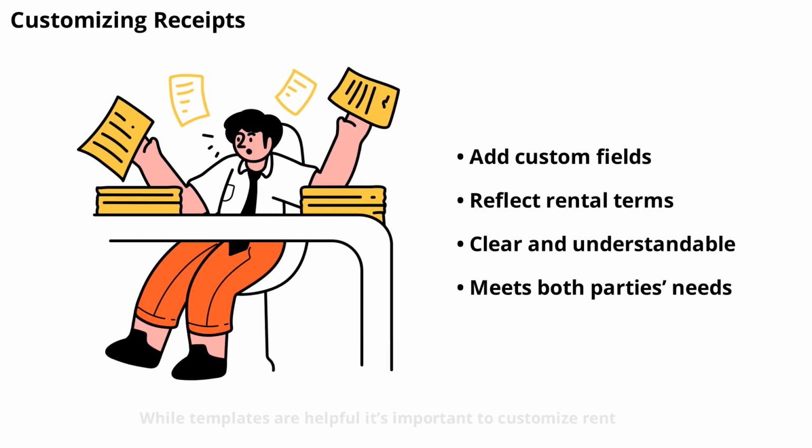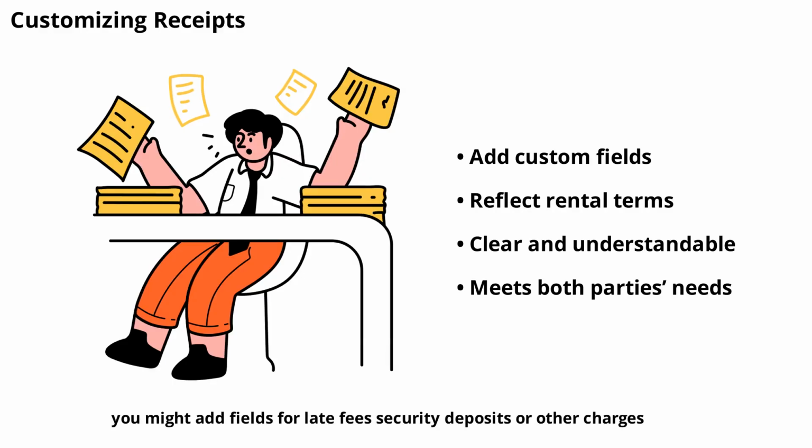While templates are helpful, it's important to customize rent receipts to fit your specific situation. For example, you might add fields for late fees, security deposits, or other charges. Customizing receipts ensures they reflect the terms of your rental agreement and provide all the information both parties need. Just make sure any changes are clear and easy to understand.